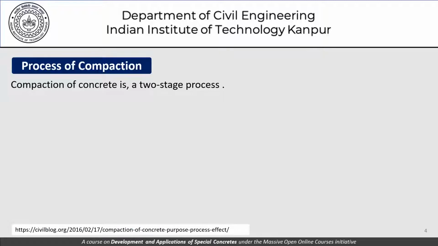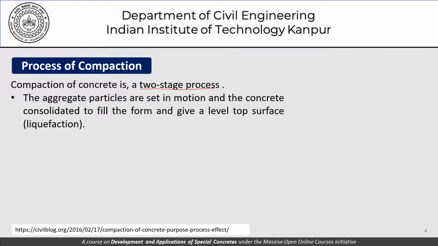As far as the process of compaction is concerned, I just mentioned that it is a two-stage process. Now, what are the two stages? In the first stage, the aggregate particles are set in motion and the concrete consolidated to fill the form and give a level top surface. This is what is being called liquefaction. And the second part of it is expelling of the entrapped air or voids within the concrete. Now it is this two-step process which has to be accomplished during the compaction process of concrete.